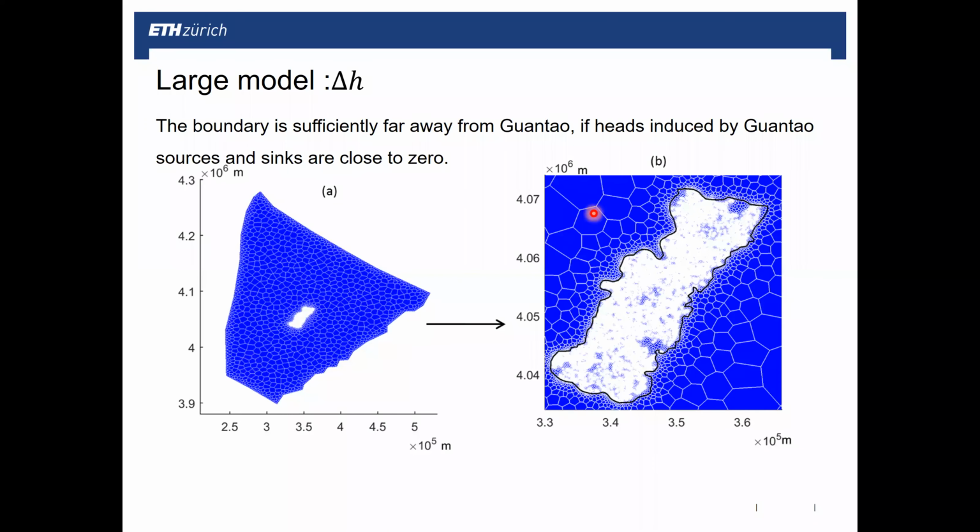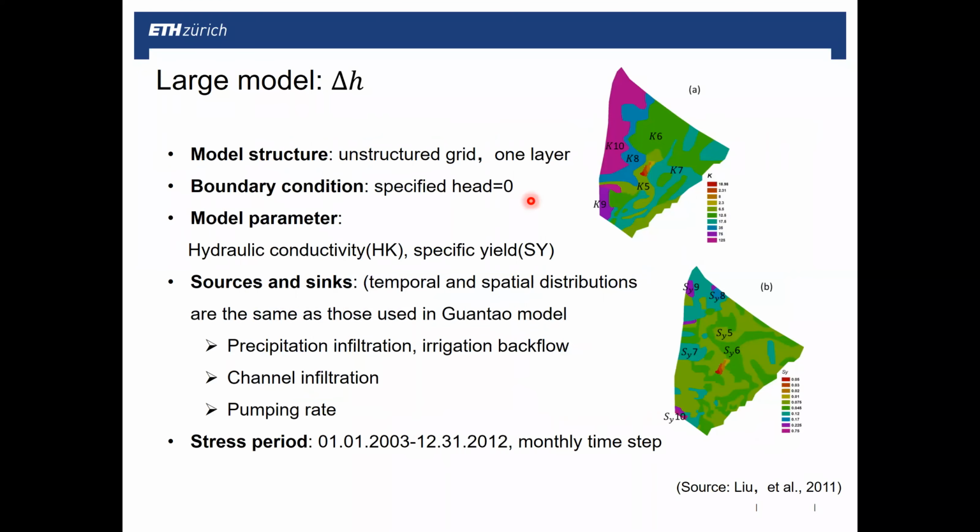And we also use this unstructured grid to discretize the whole area. Inside, the discretization is the same as the Guantao model. The boundary condition is zero, and the parameters we need are also the hydraulic conductivity and the specific yield. Inside of the Guantao, we use our calibrated values. Outside of the Guantao, because we don't know the data, I adopted them from the literature.